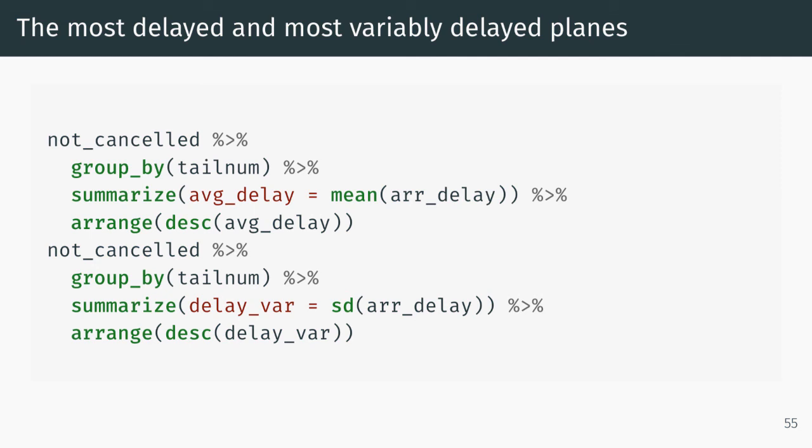The most delayed and the most variably delayed planes. So this is going to group by the tail number of the planes. So this is the most delayed, and this is the most variably delayed. So this SD is standard deviation. So that's the most variably delayed planes. Okay, and that's it.